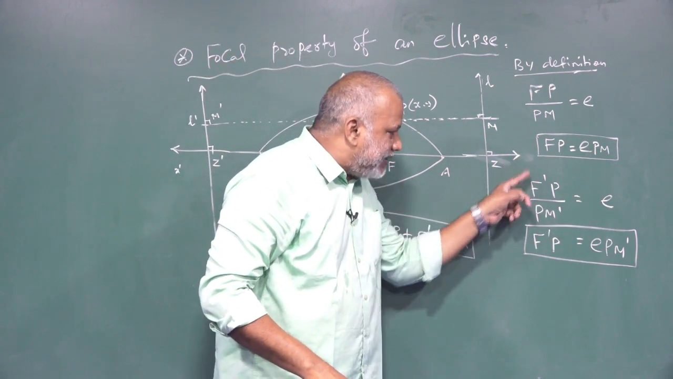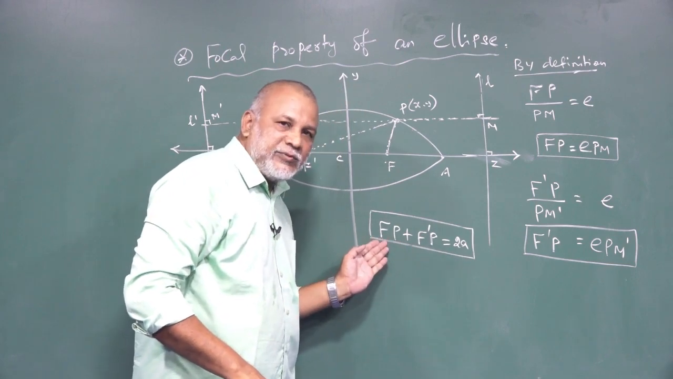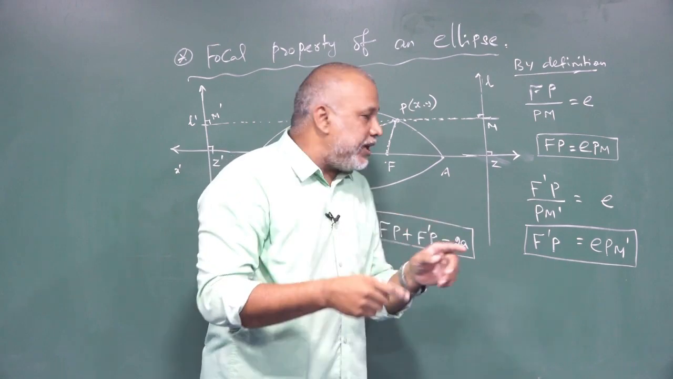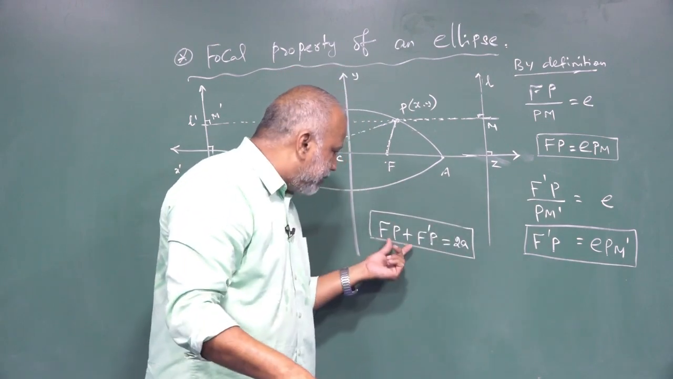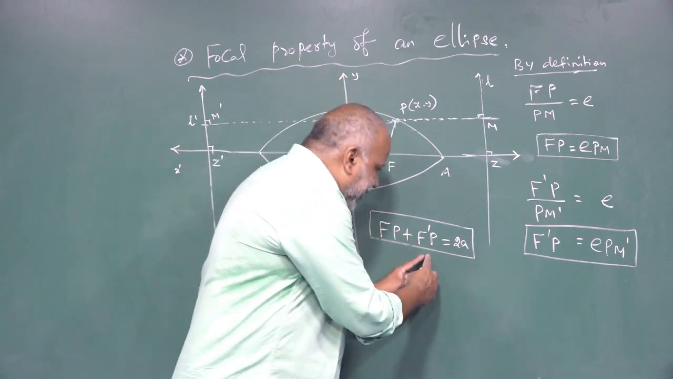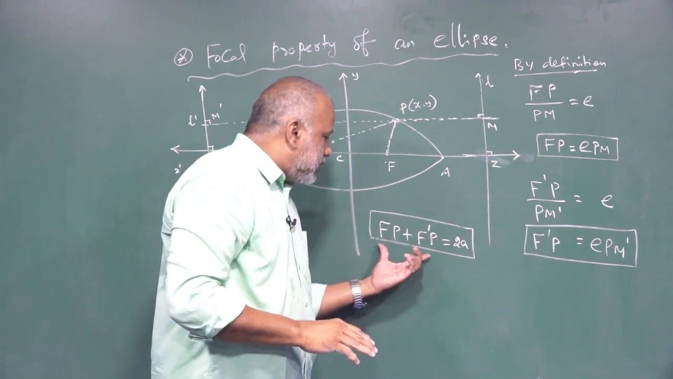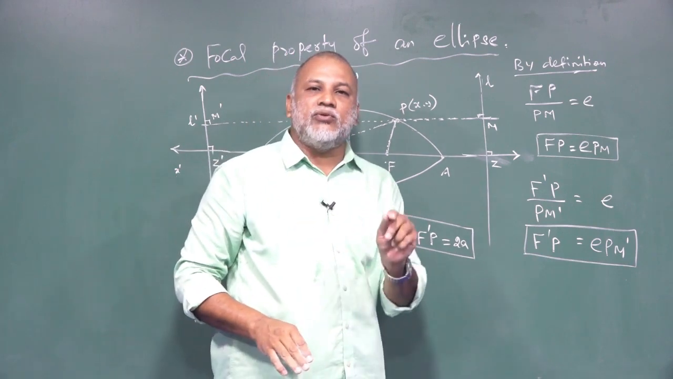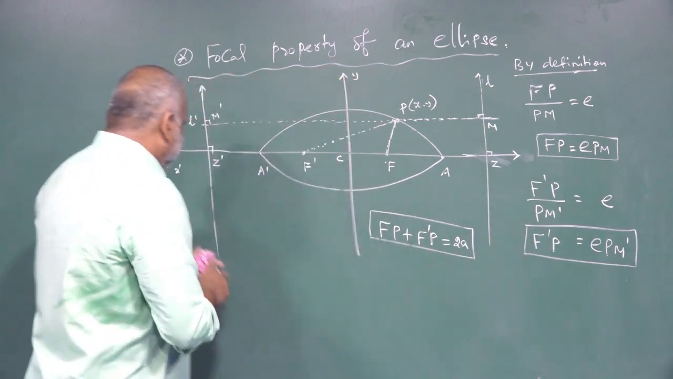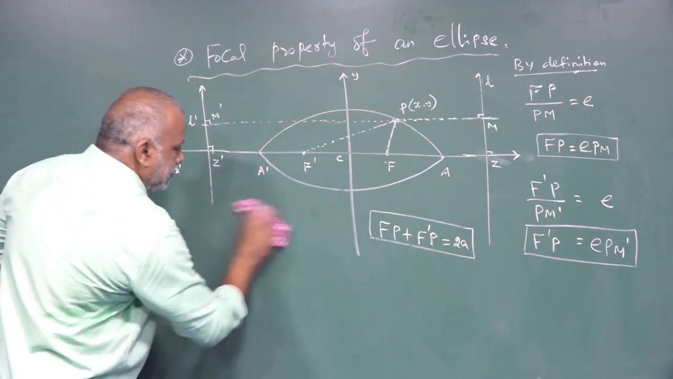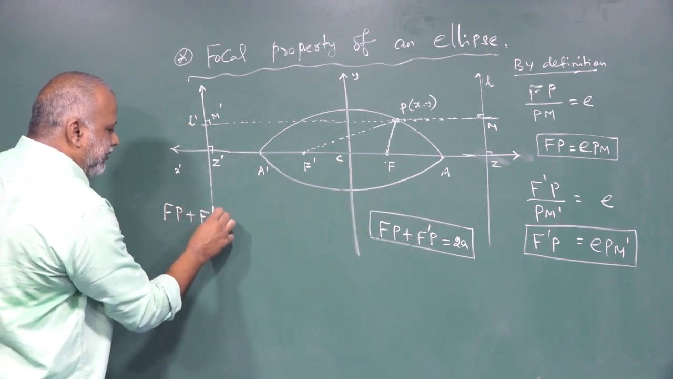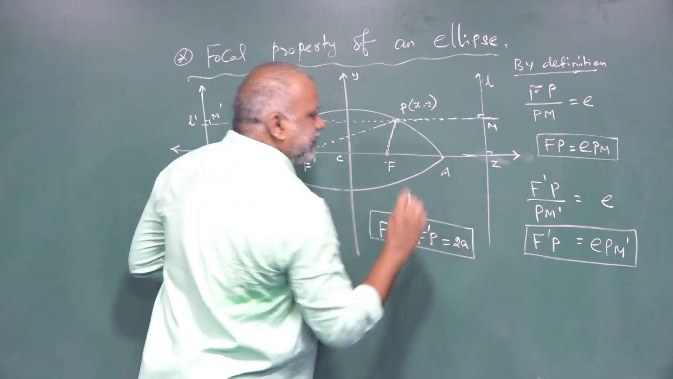Now I want to add these two. This is the logic: FP and F dash P, we are going to add. Why? What is the definition? Length of the major axis we are going to derive. What is the meaning of this? Sum of the focal distance. FP is one focal distance, F dash P is also one focal distance. So this is called the sum of the focal distance. Now I am going to add these two: FP adding with F dash P.